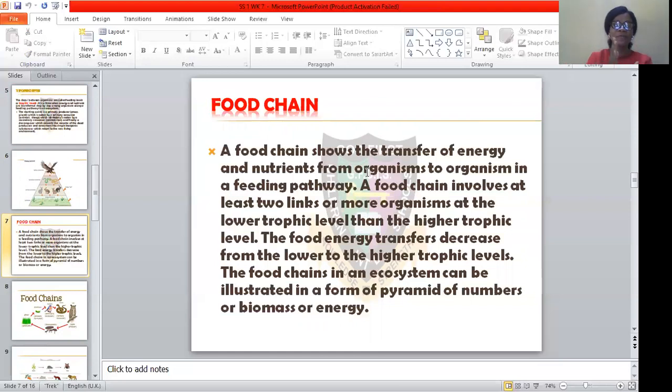A food chain involves at least two or more organisms, from the lower trophic level to the higher trophic level. The food energy transfer decreases from the lower to the higher trophic level. The food chain in an ecosystem can be illustrated in the form of a pyramid of numbers, biomass or energy.